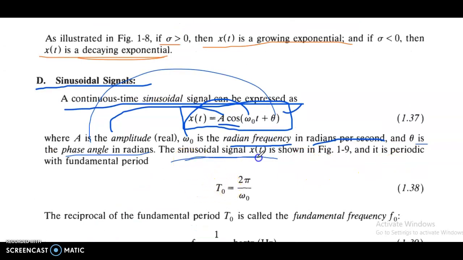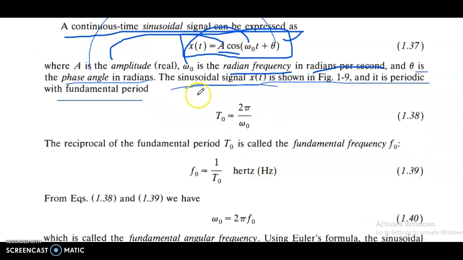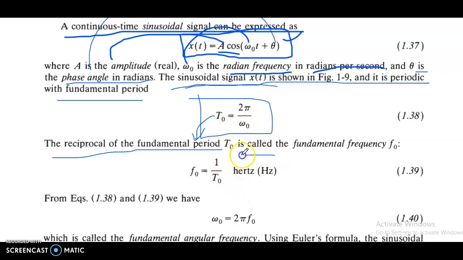The sinusoidal signal x of t shown in figure 1.9 is periodic with the fundamental period T naught. The reciprocal of the fundamental period T naught is called the fundamental frequency, that is 1 by T naught, in Hertz. This is the fundamental frequency.